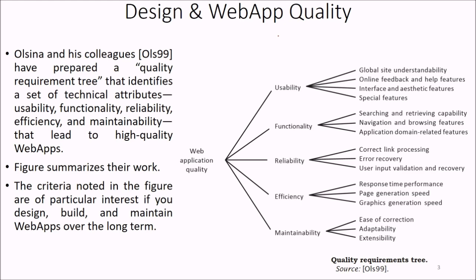So, web app quality. Web app quality and the quality of conventional software have a lot in common. Olsina and colleagues have prepared a quality requirement tree, which you see here on the right side, that identifies a set of technical attributes like usability, functionality, reliability, efficiency, and maintainability that would lead you to a high quality web app. This work is summarized here, and the criteria shown here are of particular interest if you are designing, building, or maintaining web apps over the long term.